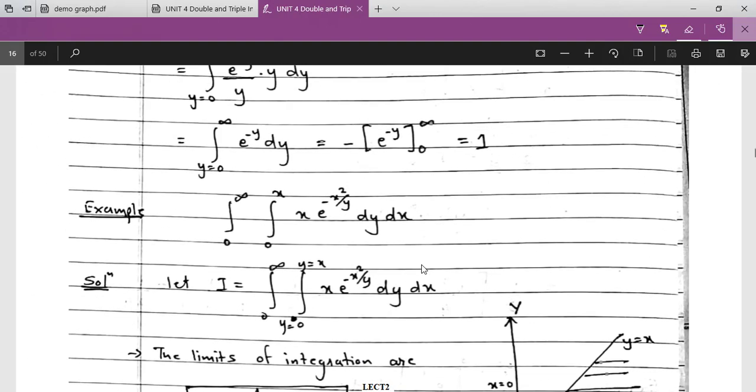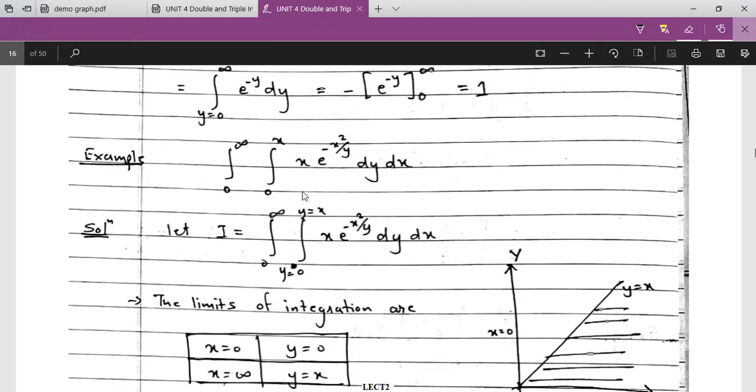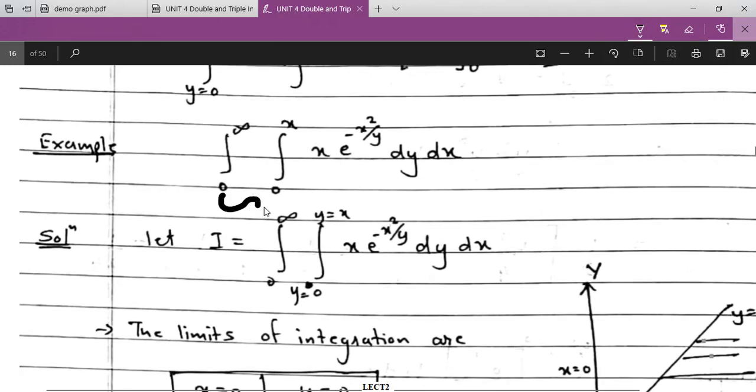Okay, now next problem is, let me see what is this next problem. So the integral is, the given function is x e power minus x square by y, dy dx, and this is 0 to x. So when it is dy dx, the other limiting value is 0 to infinity. So this is your given region R or A, you can say, fine.